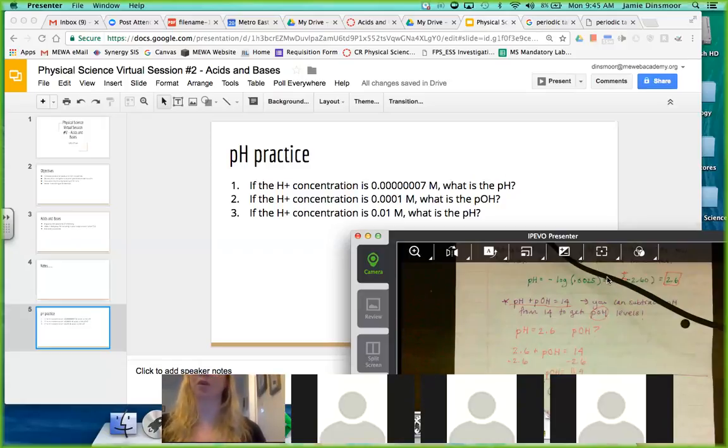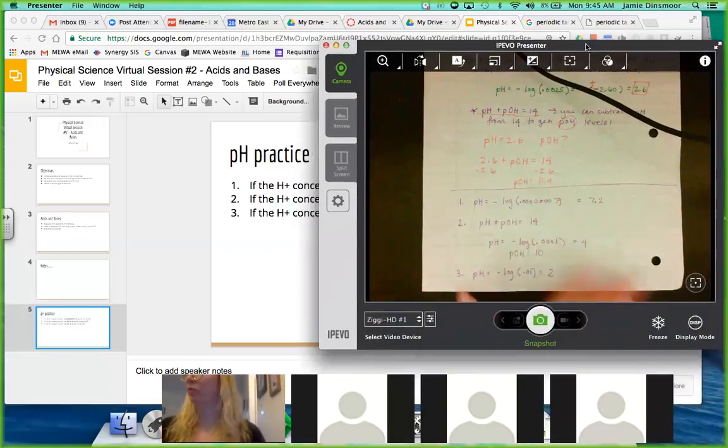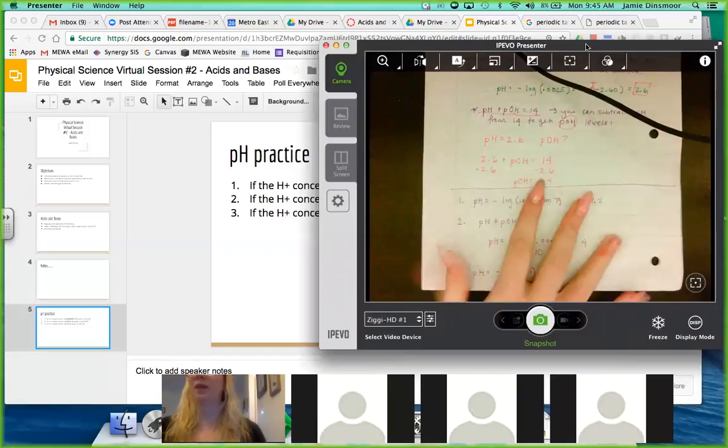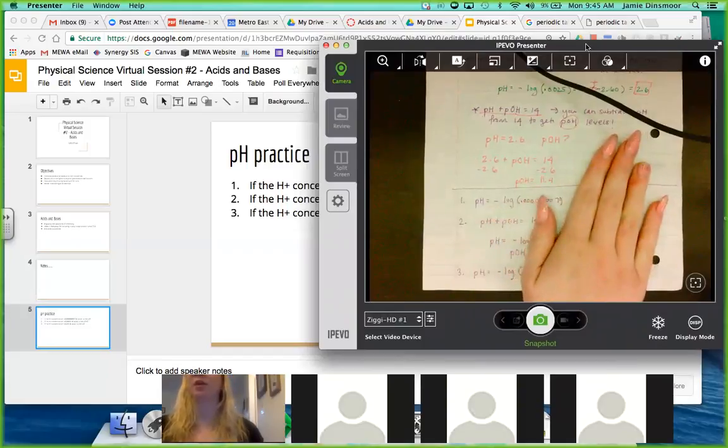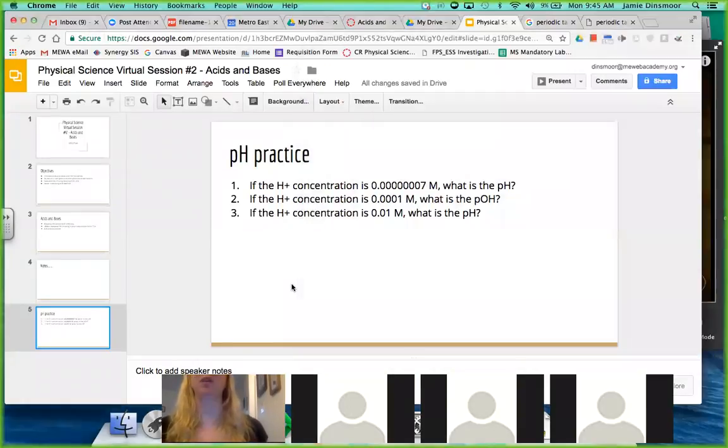Okay, so hopefully you at least got to try the first one, possibly also the second and third one. I have worked out what I got. Actually, you guys tell me, what did we get for the first one? If we're trying to find the pH, we have a hydrogen concentration of 0.0000001. There's 7 zeros. What did we get?